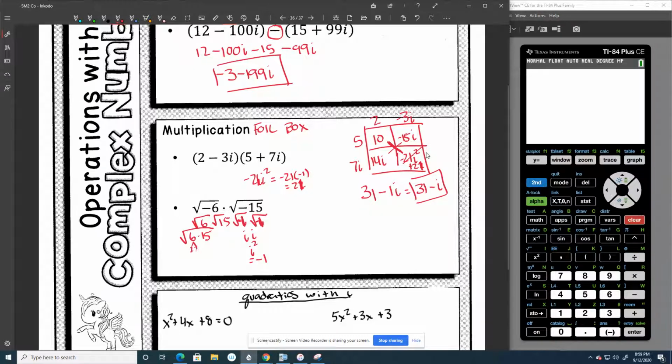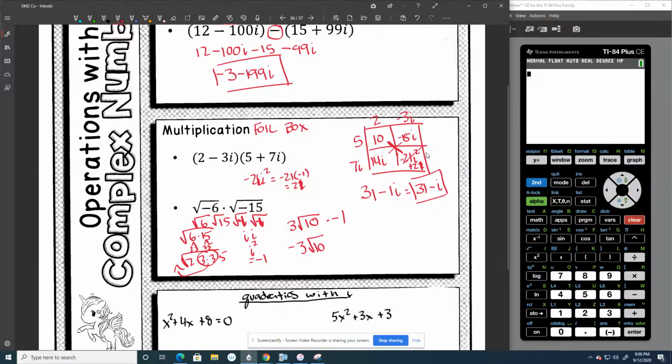Root 6 times root 15 is root 6 times 15. And this factors to 2 times 3. This factors to 3 times 5. So I get root 2 times 3 times 3 times 5. These two 3's pull out front. So I end up with a 3 in front. I'm left with 2 times 5 on the inside. And this i times i, this i squared, just becomes a negative 1. So my answer actually just becomes negative 3 root 10. When I multiply my i's together, they go away. So when I multiply those two negatives, I end up with a negative number.